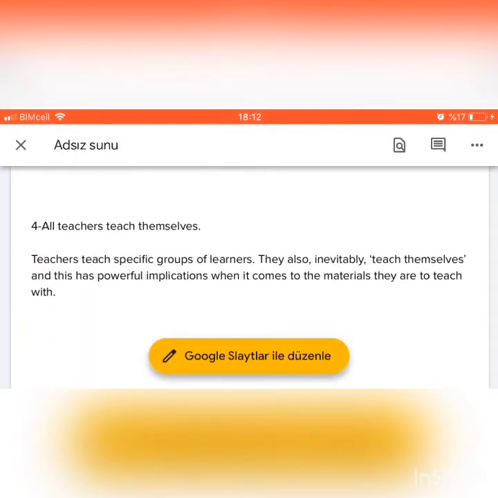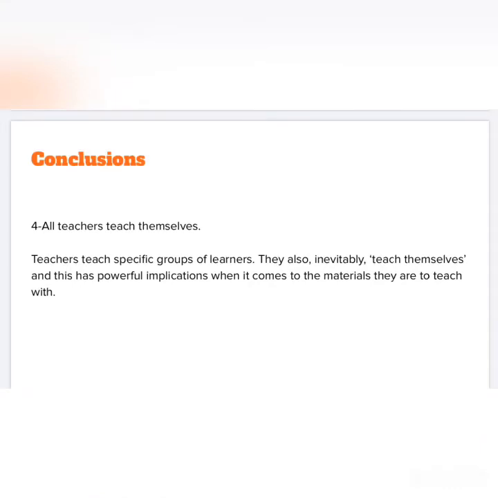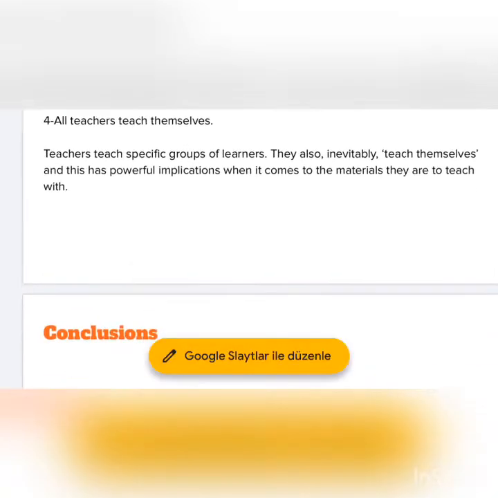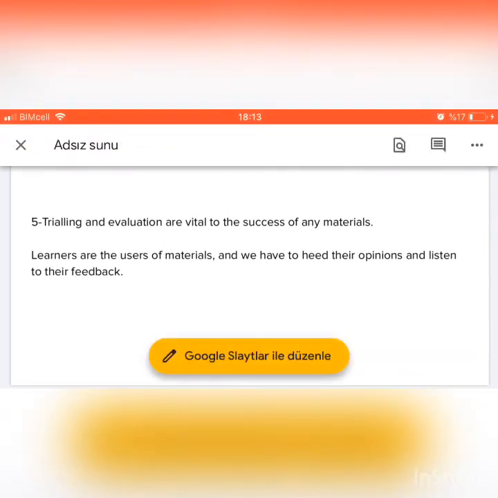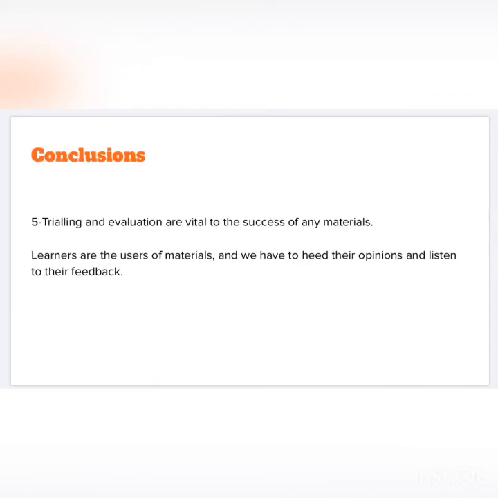In the fourth conclusion, it is said, all teachers teach themselves. Teachers teach specific groups of learners. This way they also inevitably teach themselves too. And this has powerful implications when it comes to the materials they are to teach with. In the final conclusion, it is stated that trialing and evaluation are vital to the success of any materials. Learners are the users of materials, and we have to heed their opinions and listen to their feedback.